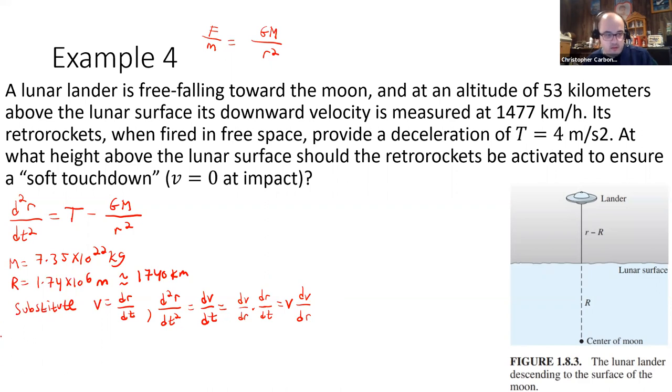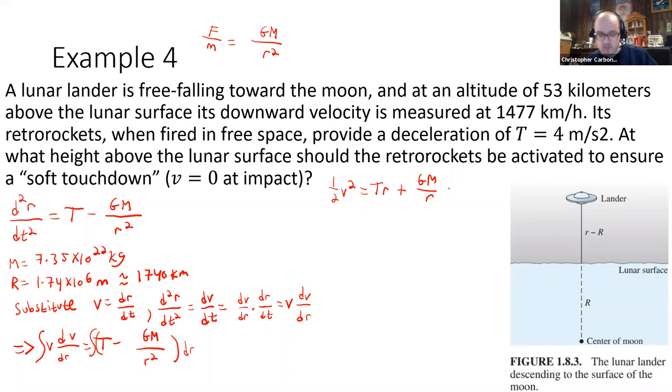We then have V times the derivative of V with respect to R is equal to capital T minus G times capital M over R squared. Okay. So now we could integrate both sides of this, with respect to R. Doing so is going to give us 1/2 V squared is equal to capital T times R plus G times M over R plus some constant C.